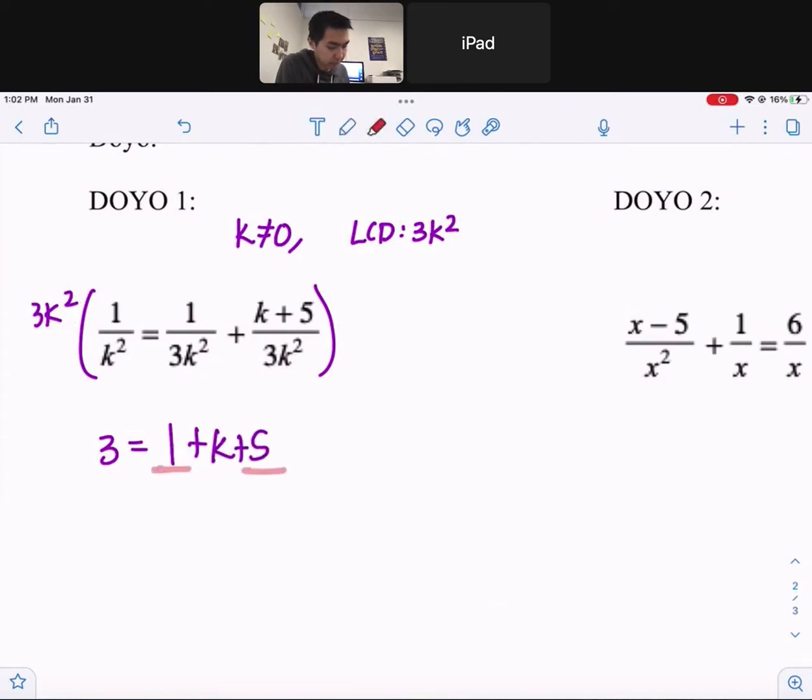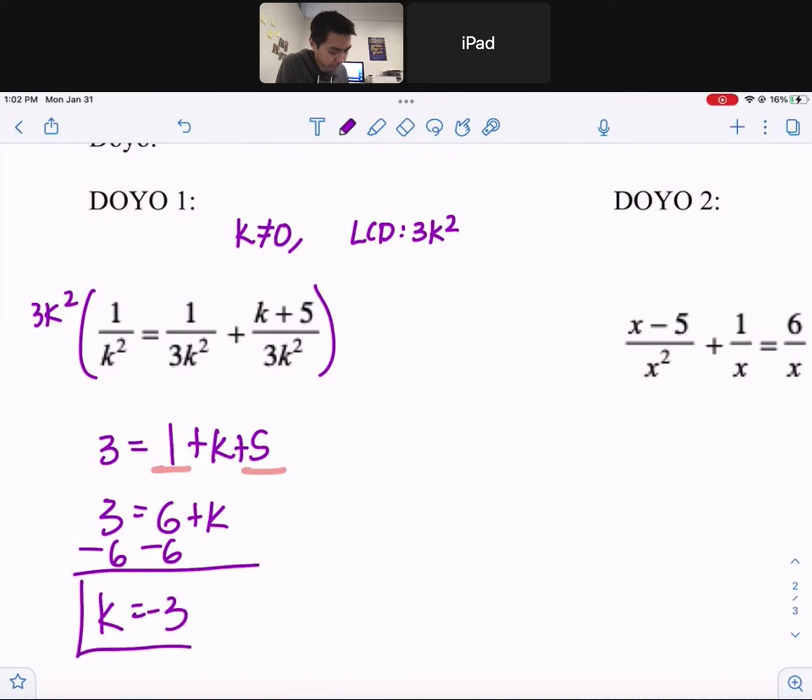So combine like terms, we got 3 equals 6 plus k. Minus 6 to both sides, k equals -3 for our final answer.